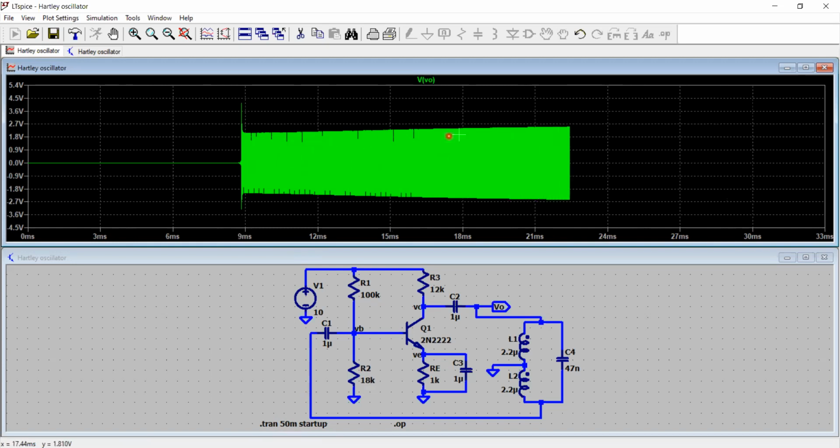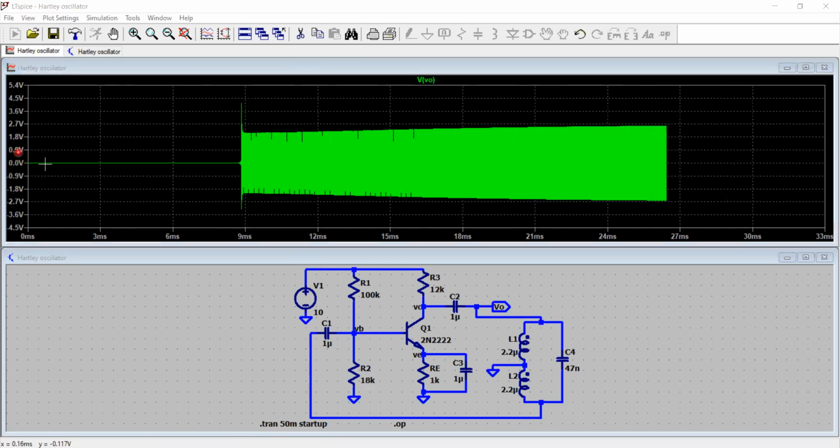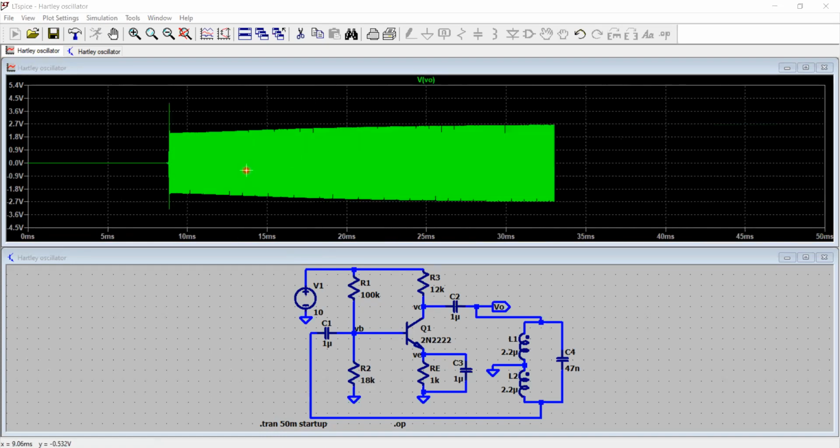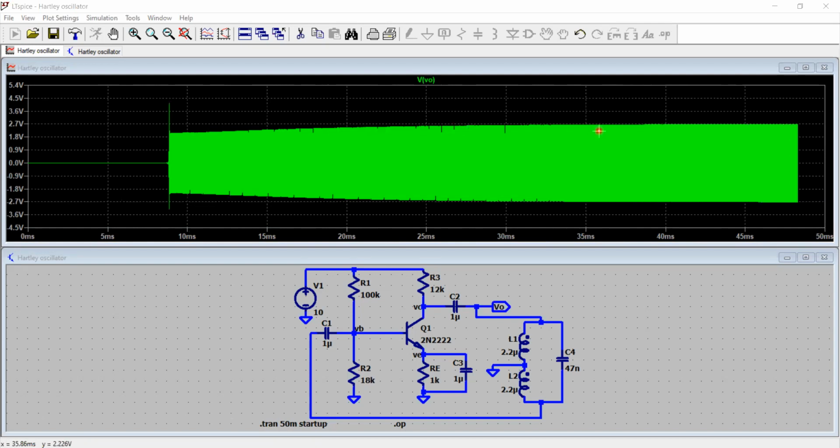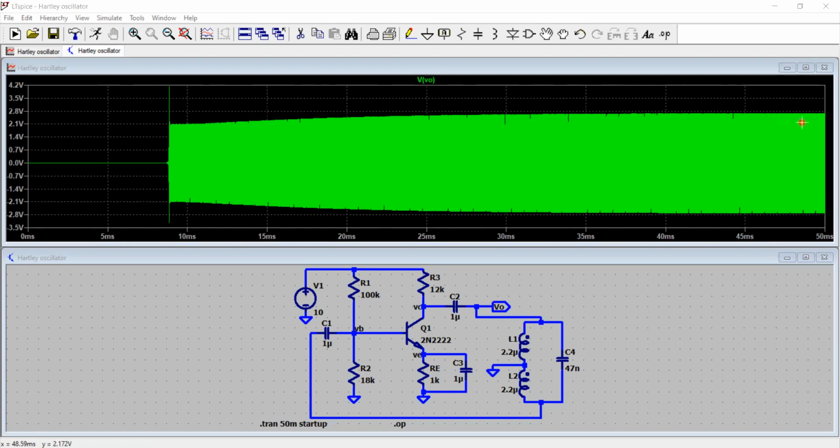The amplitude is initially growing. It starts from 0 volt right here on the y-axis, and at around 9 milliseconds, my startup time in the circuit is approximately 9 milliseconds right here. It takes my circuit approximately 9 milliseconds to start the oscillation, and the oscillatory amplitude is growing, growing, growing, and here you get the steady state oscillation. Look at this, you get this steady state oscillation.